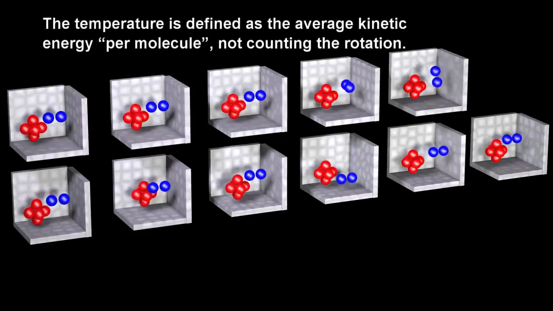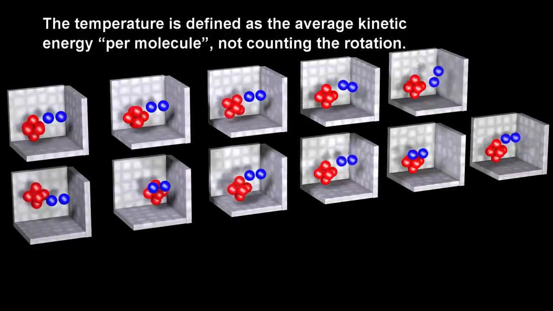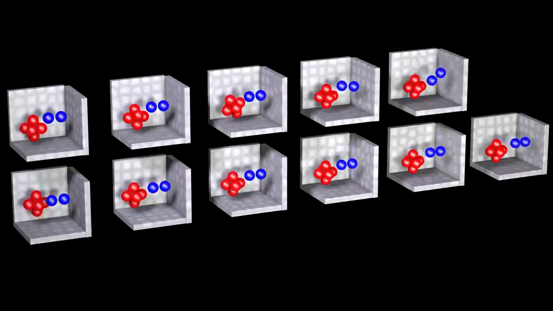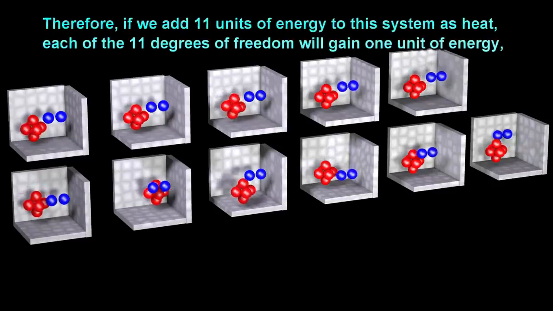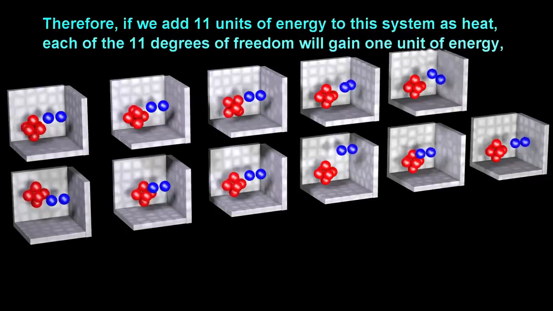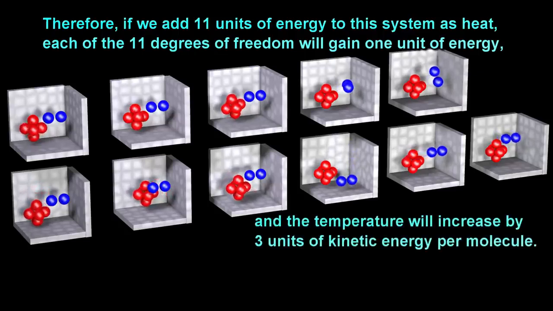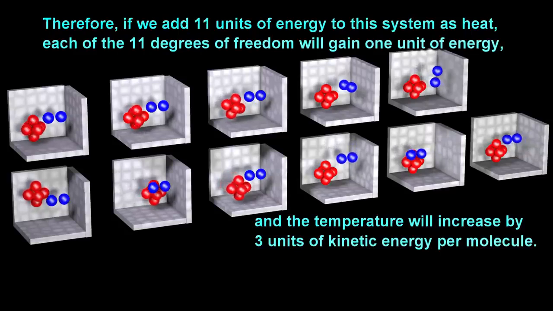The temperature is defined as the average kinetic energy per molecule, not counting the rotation. Therefore, if we add 11 units of energy to this system as heat, each of the 11 degrees of freedom will gain 1 unit of energy, and the temperature will increase by 3 units of kinetic energy per molecule.